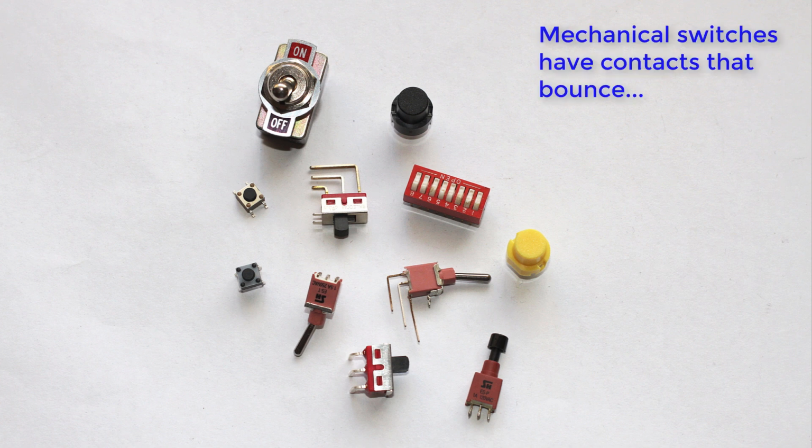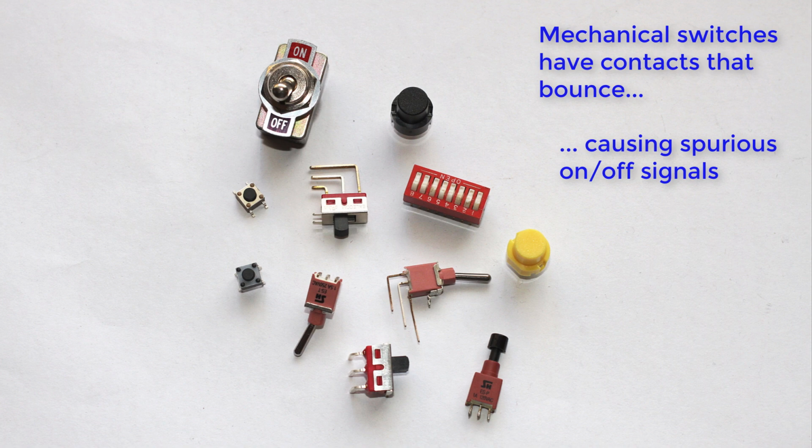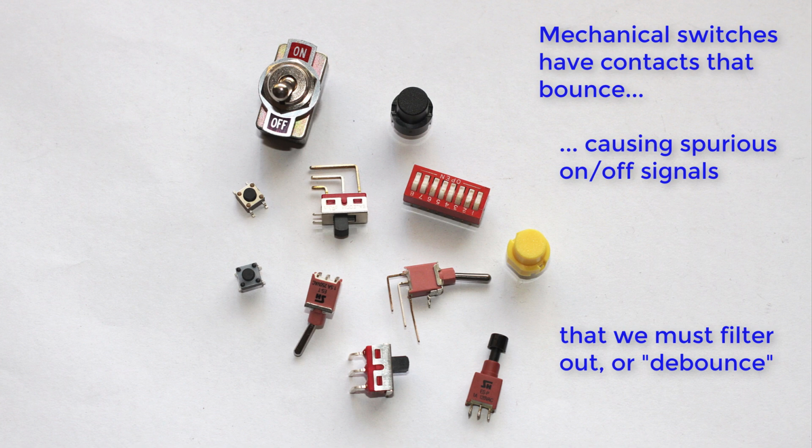Real mechanical switches have contacts that bounce. Too fast for human perception, to be sure, but fast enough for the PIC to see the switch go on and off a few times, really quickly, whenever the button is pressed. Let's see that in action.